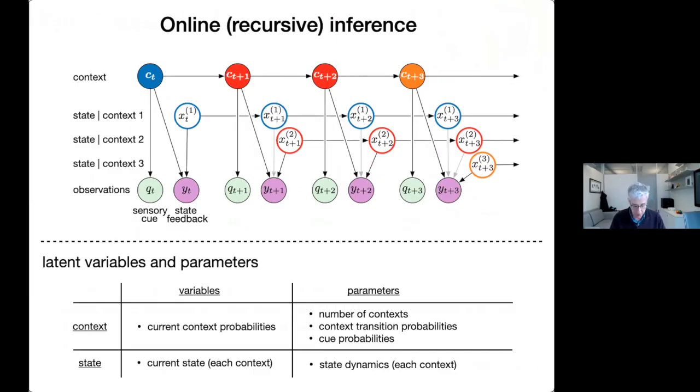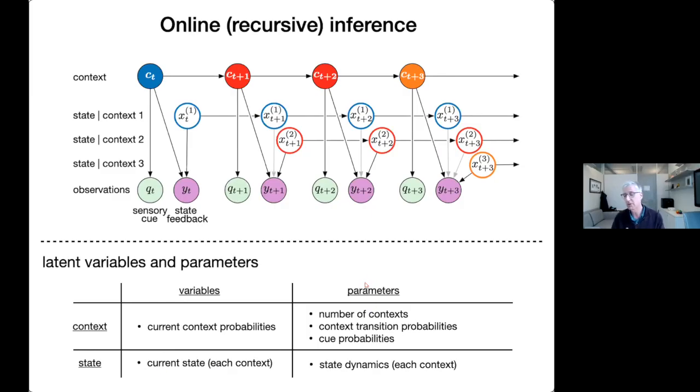So we're going to pose motor learning as inference in this graphical model. Let me be clear about what you have to estimate. You have to estimate two different sorts of things: variables and parameters. The variables are things you believe are going to change in the graphical model. For example, which context is currently active, or more specifically, can I estimate the current context probabilities? How probable is it I'm in the blue, the red, or the orange context? And what's the current state of each context? So those things are expected to change, and your inference about them will also change.